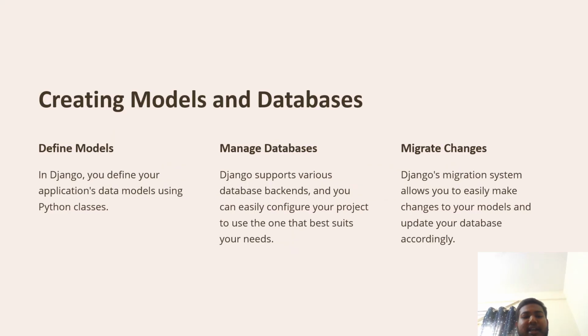Next, we'll see creating models and database. Define models. In Django, we define application data models using Python classes. Next, we'll see managing databases. Django supports various database backends, and you can easily configure your project to use the one that best suits your needs. Next, migrate changes. The Django migration system allows us to easily make changes to our models and update your database accordingly.